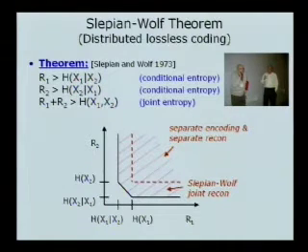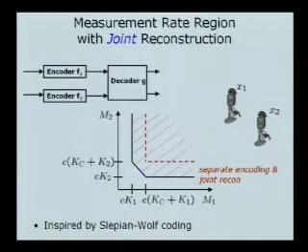What we'd really like to do, inspired by the Slepian-Wolf coding, is show a similar measurement rate region for distributed compressed sensing. Instead of constant times Kc plus K1 and a similar term for M2, the number of measurements to reconstruct the second signal, we'd like to show that fewer measurements are needed if we have a single reconstruction box.